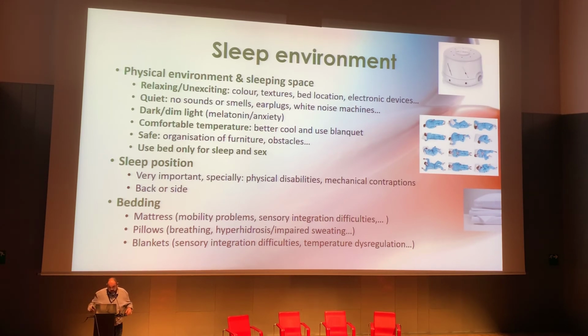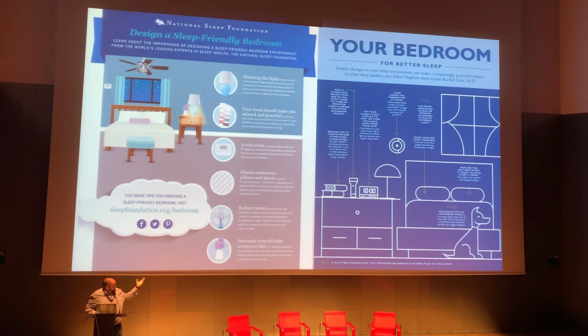And the blankets are very important also in children or in adults with sensory integration difficulties. There are weighted blankets. All of these pictures I took from the web, and they sell them on Amazon, so they are easily available. There is quite a lot of information that you can pick up very easily, and it gives you tricks on how to organize your bedroom.